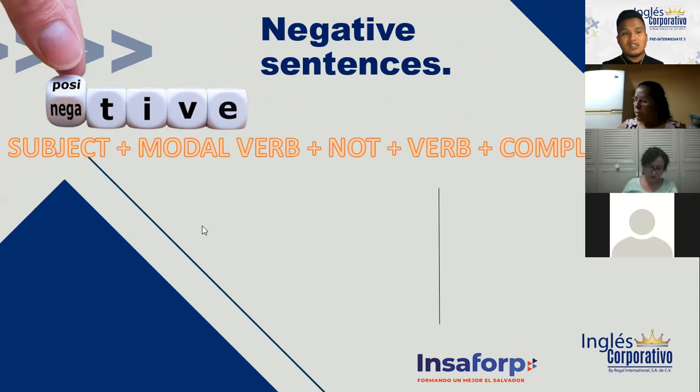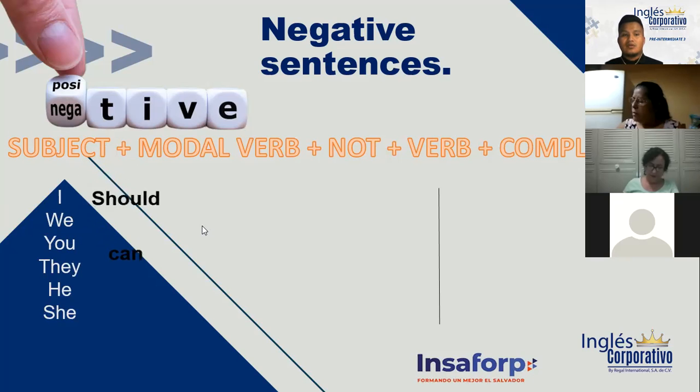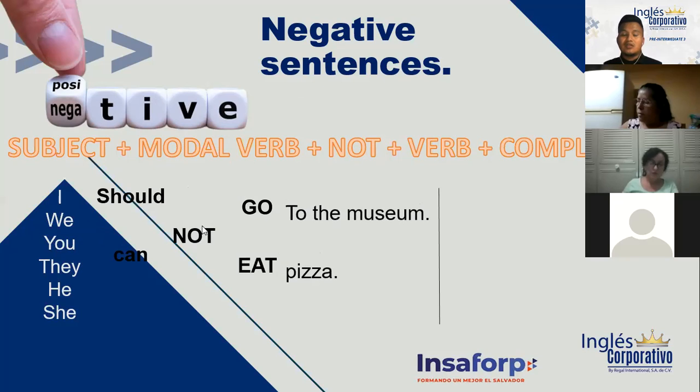So let's see, we have once again subjects. I, you, we, they, he, she, it, right? Modal verbs. We are using these two just as examples, should and can. Then the structure says that we have to add the word not. And then the main verb, go and eat. And at the end, the complement, to the museum and pizza.